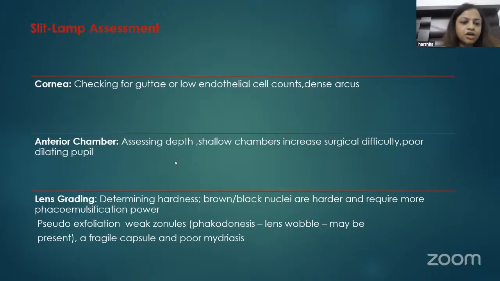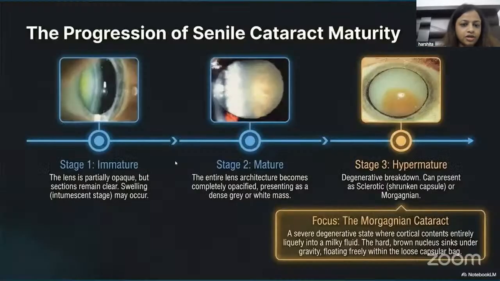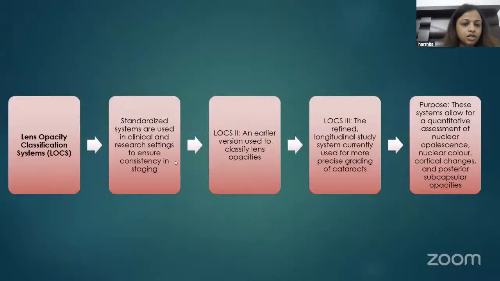Then in the anterior chamber, we have to see the depth. Shallow chambers increase surgical difficulty. Poor pupil dilation has to be seen before and planned accordingly. Then lens grading. There are different types of lens grading which are frequently used by people, which I'll be describing later. So this has already been told. Commonly now we use LOCS, the Lens Opacities Classification System.